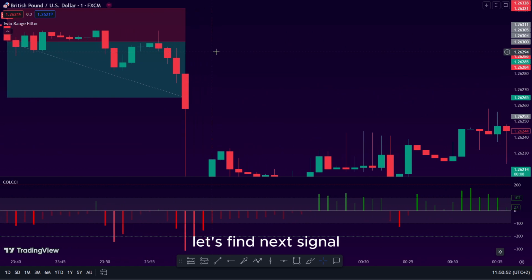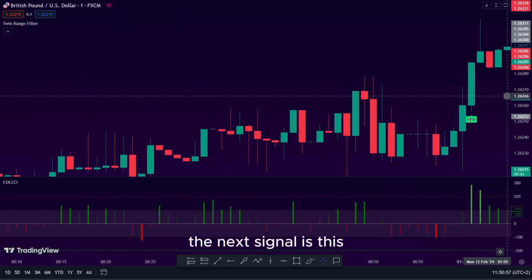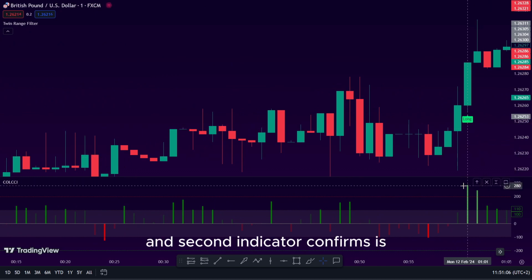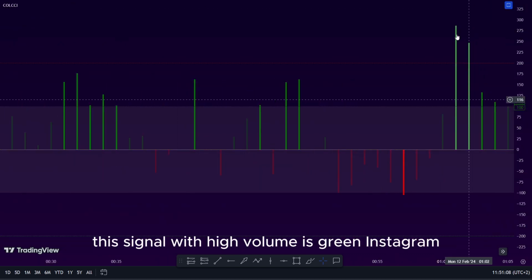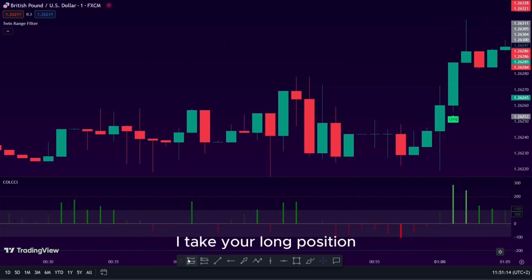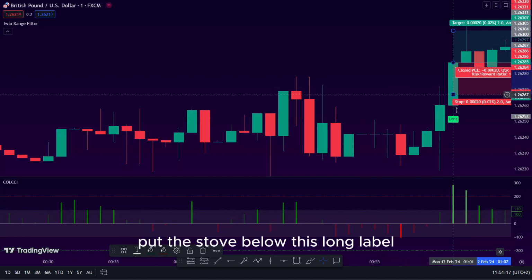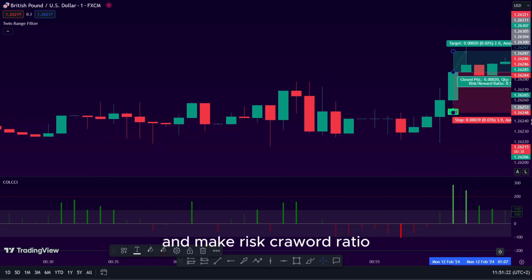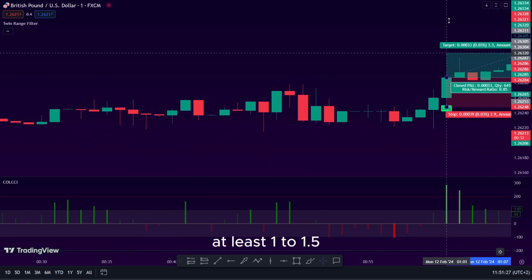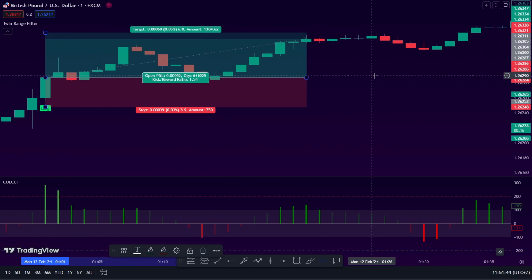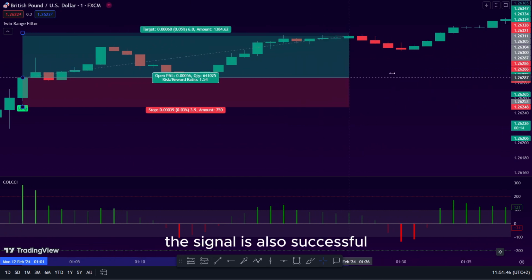Let's find the next signal. The next signal is this. We get here a long signal and the second indicator confirms this signal with high volume and a green histogram. I take a long position, put the stop below this long label and make the risk reward ratio at least 1 to 1.5. The signal is also successful.